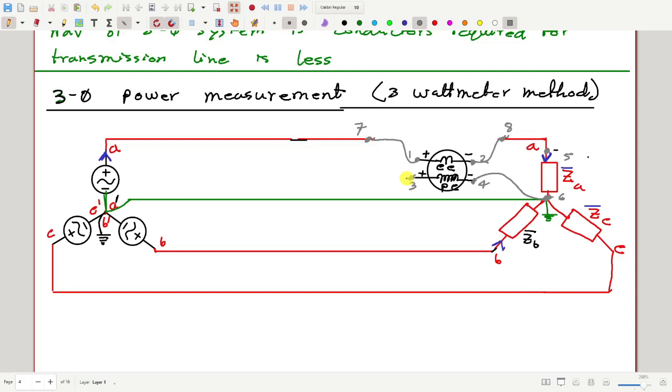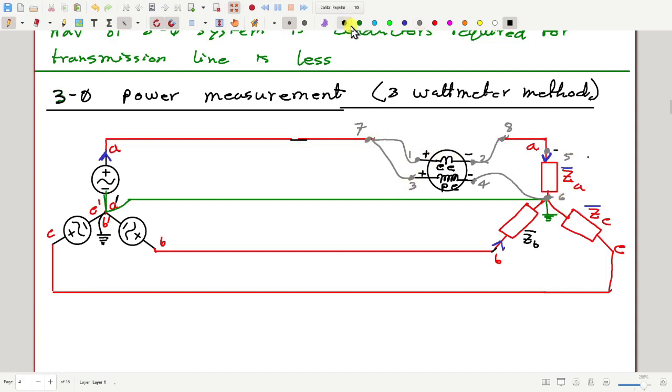3 should go to 5. Yes, absolutely right. But any other option? 7. 5 and 7 are the same. Why are they the same? Because there is no voltage drop across this current coil. Current coil impedance is 0. So you can connect it to 5 or to 7, same. It is easier to connect to 7 because otherwise the diagram will be a bit uglier.